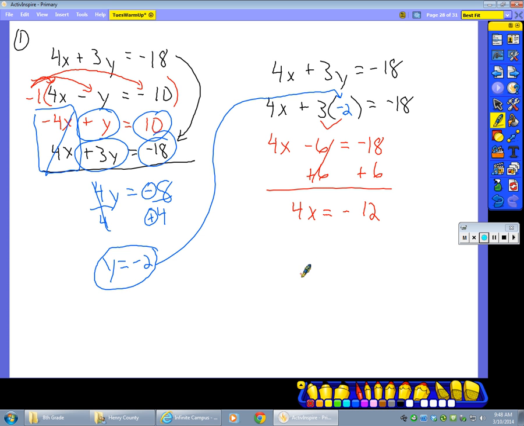And what's the last thing I'm going to do, Jada? Divide by 4. So now I'm left with x equals negative 3. So if I'm going to write my answer in coordinate pair format, I've got x is negative 3 and y is negative 2.